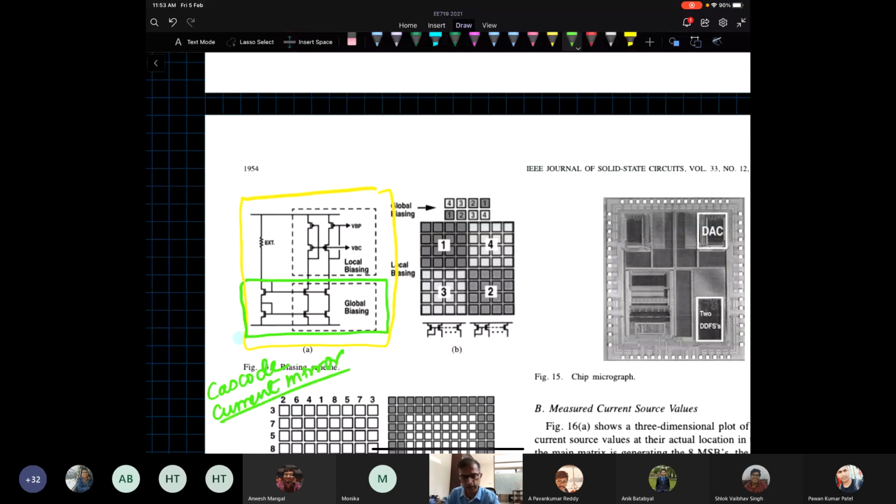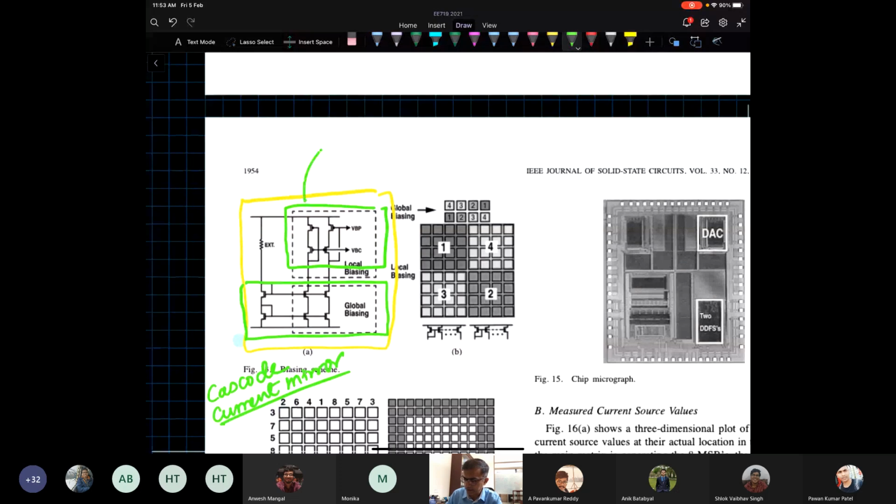And this is something that we have done in 618 and other classes, right? And the one on the right here, on the top here, what is that called? If you look through the notes, you will realize that this is called a high swing cascode current mirror.